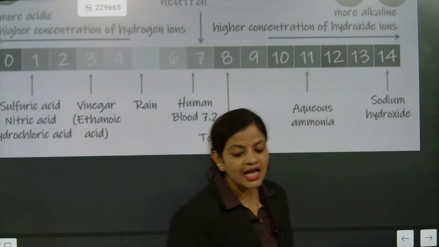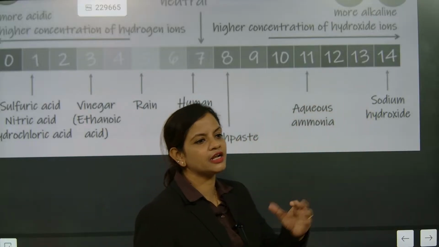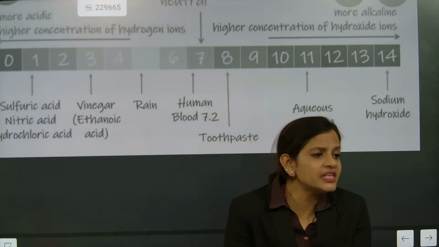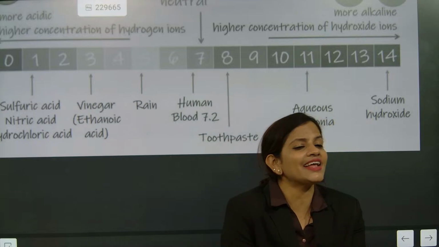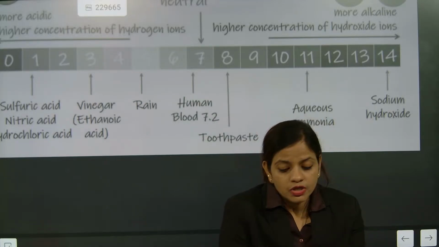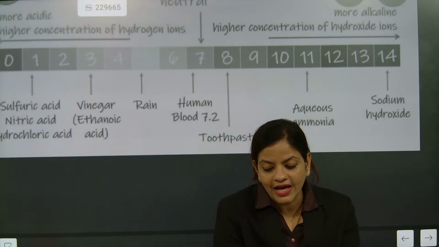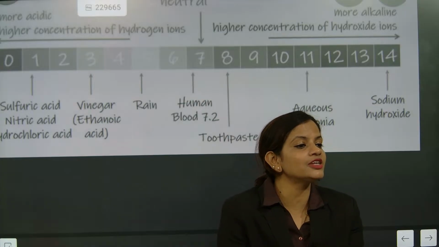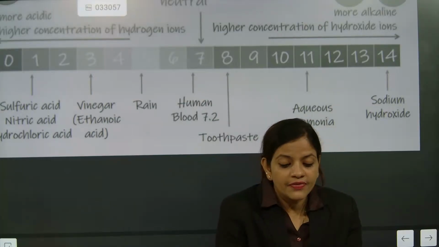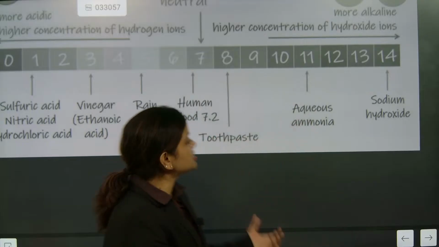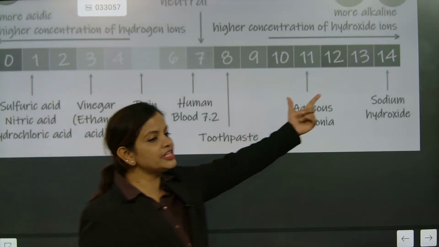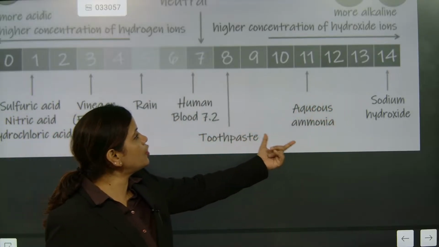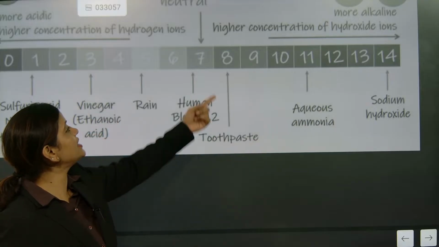It is not one indicator. Many indicators are mixed together to show acid and base. Understood? So the color will vary. This color is not available right now on the screen. Now please understand, sodium hydroxide will be there. Can you see the levels? Sodium hydroxide, what is there? 14. Aqueous ammonia, 11. Toothpaste, 8.